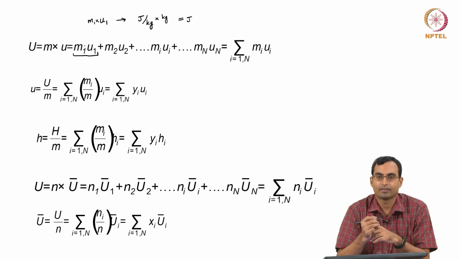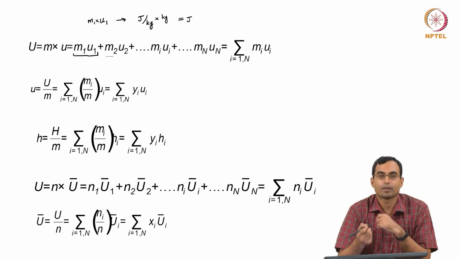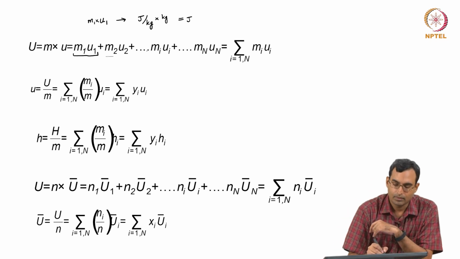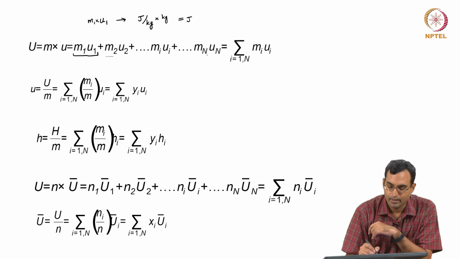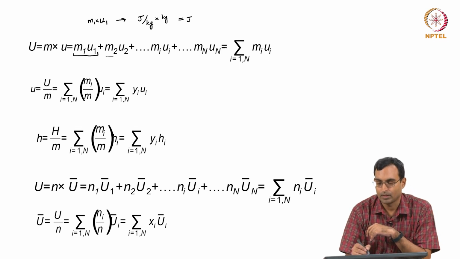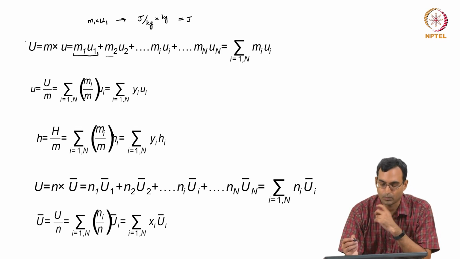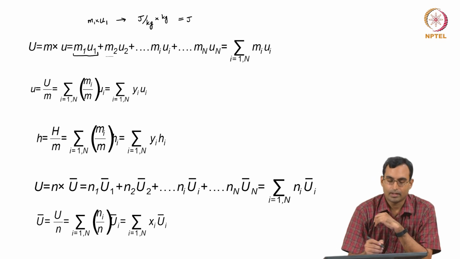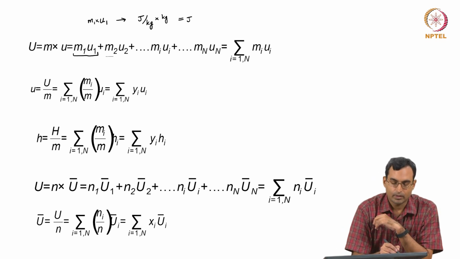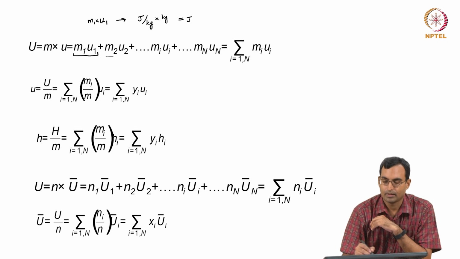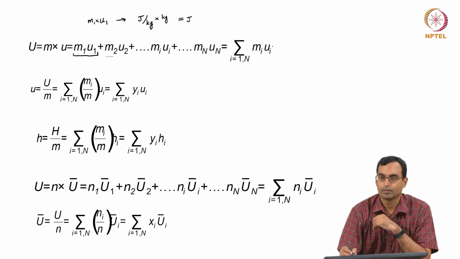If I had n number of gases, I have to add up the energy contributions due to all the gases. So, I would add up M2U2 and M3U3 and so on up to MiUi and so on up to the last gas MNUN. So, what it tells me is if I want the total internal energy U, that is essentially mass into u, which is the sum of the individual contributions of all of them, which I can write as sigma of Mi into Ui.